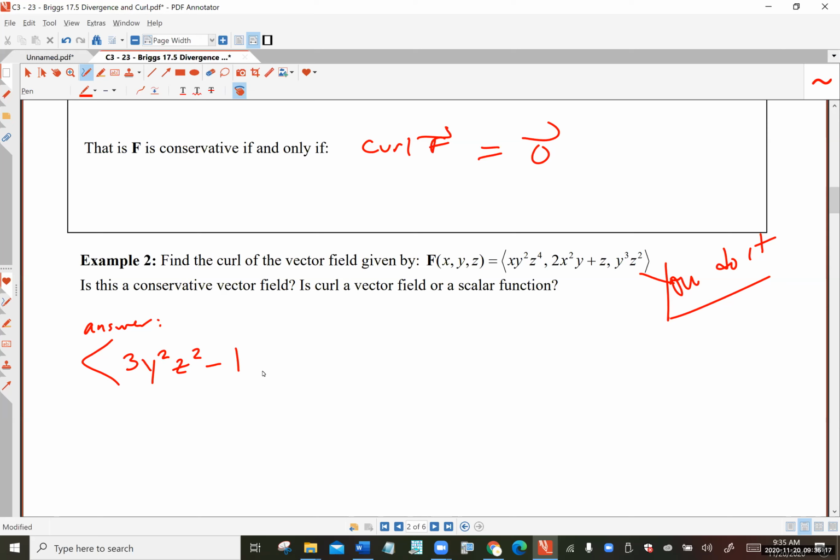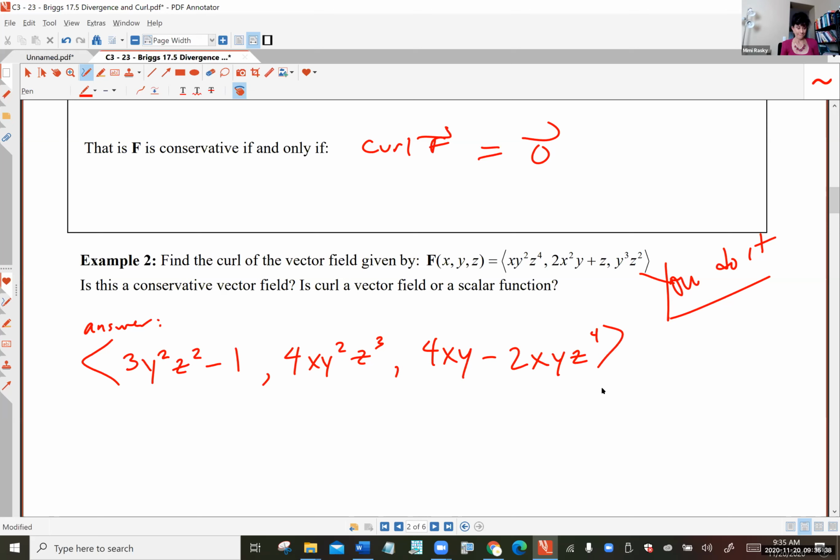Yeah. Think so? Okay. And then the second component, after cleaning it up, ended up being positive 4xy squared z cubed. That's right. And then the last component was 4xy minus 2xyz to the fourth power. Did you guys get that? Splendid.